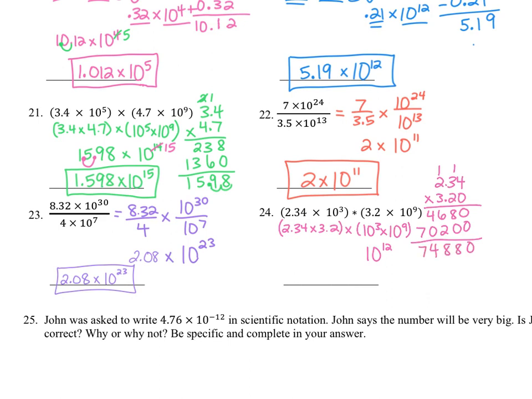Since there are 4 digits to the right of the decimal, I need 4 digits to the right of the decimal here. So it's going to be 1, 2, 3, 4 right here. So 7.488, that's between 1 and 10, so that's good. So our final answer is 7.488 times 10 to the 12th power.